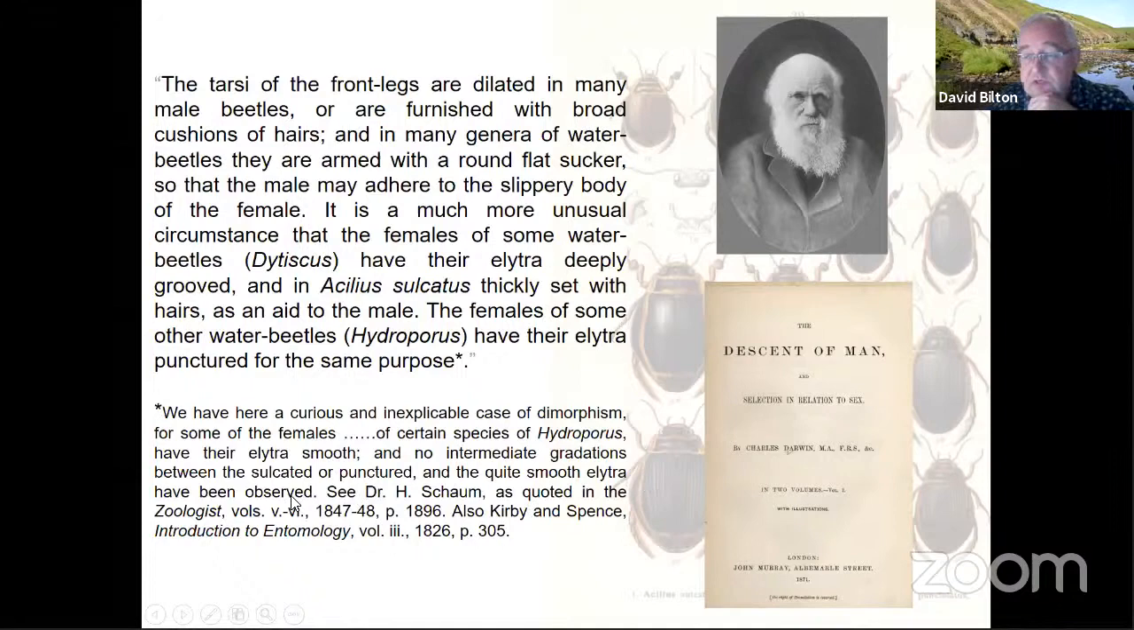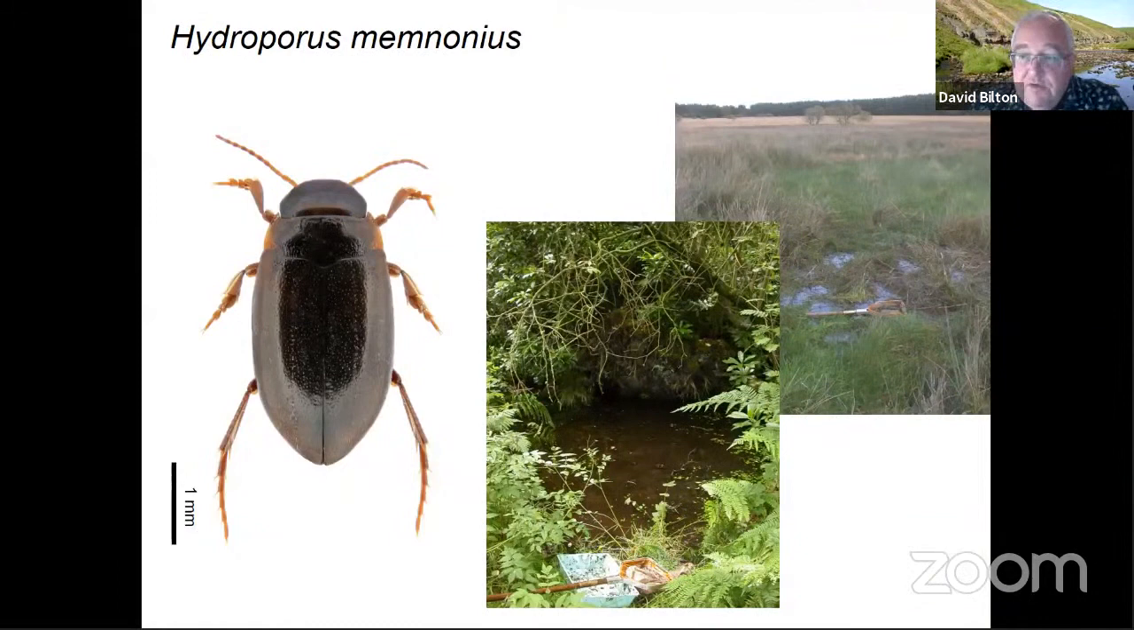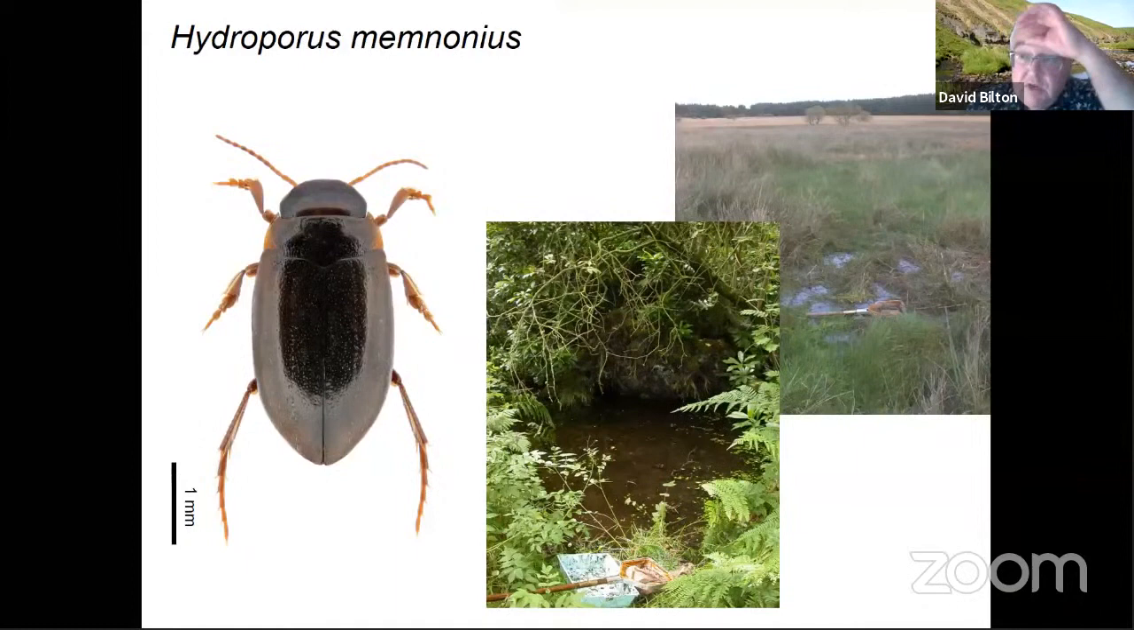So it's referring here to within a species, you have females being smooth like the male or rough, sometimes in the same population in some species, or at other times in different populations. And what I want to go on to spend a little more time talking about before I finish, because I do have to stop at some point, is a study we did relatively recently on one of these species that Darwin was referring to, Hydroporus memnonius.